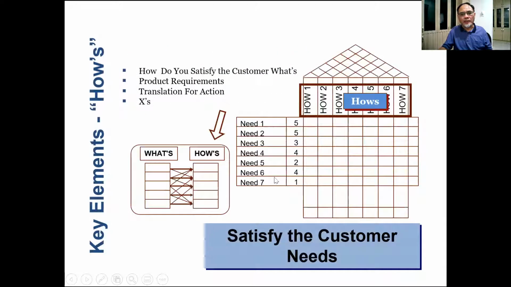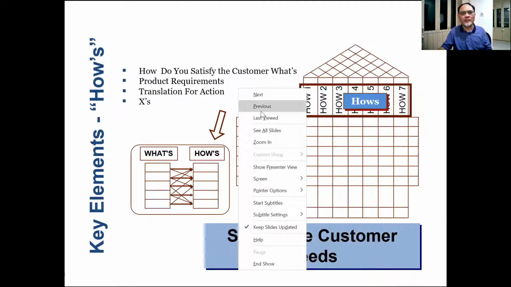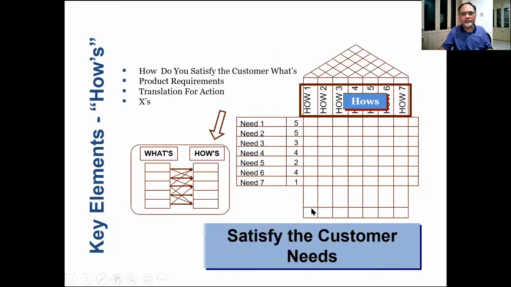So this is what is translated into the house, because this will become your axis already. So this is the whys, and this is the hows. How do you satisfy the customer's wants, which are actually the product requirements? The other day, you were talking about satisfying the customer needs.